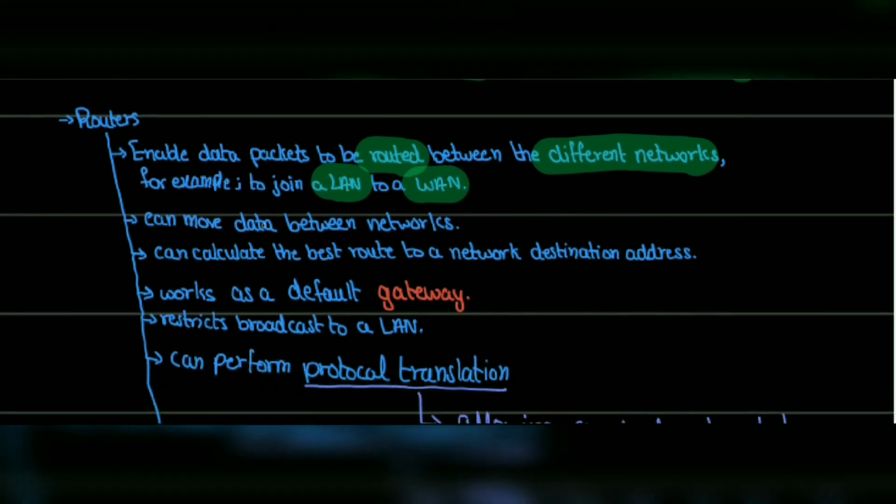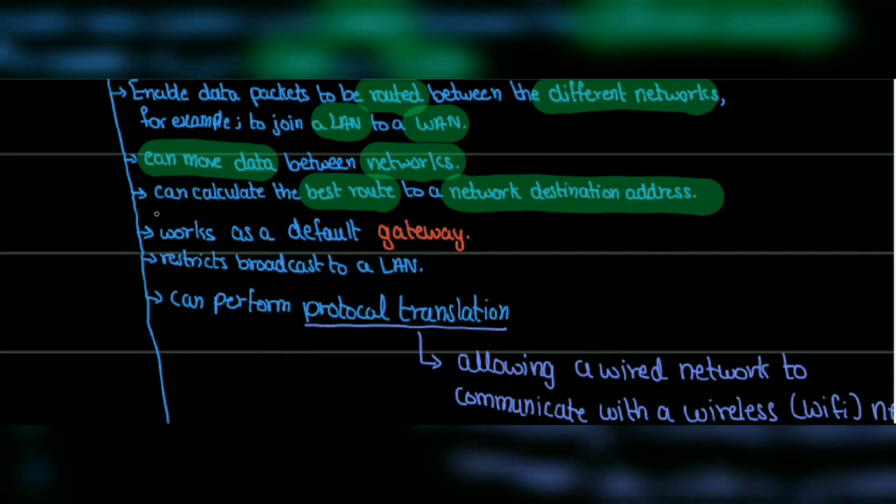Can move data between networks. That's what I'm talking about. Can calculate the best route to a network destination address. Works as a default gateway. We'll see what a gateway is. So it acts as a default gateway.